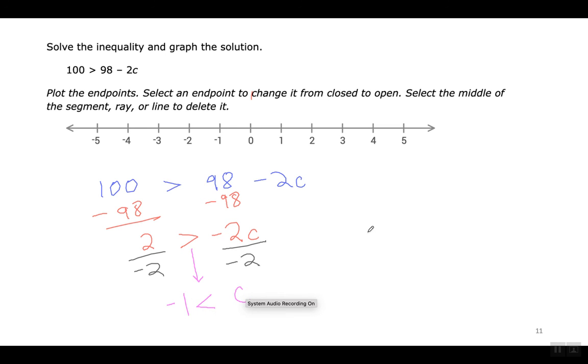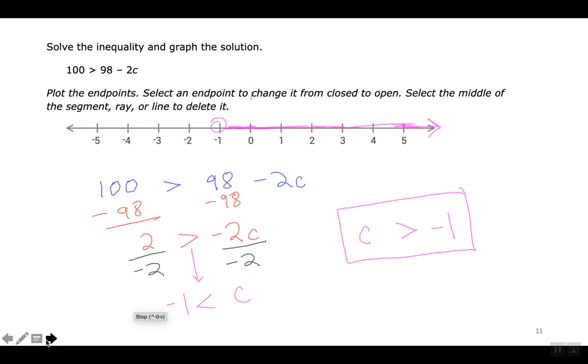So there's my answer. Let me write it starting with the c. c is greater than negative 1. So that's my answer. And the graph would be, here's negative 1. I do not shade inside the circle, and all the numbers greater than negative 1 are to the right. So there's my graph. Okay, and that's the last example.